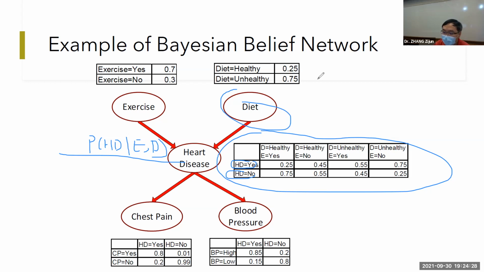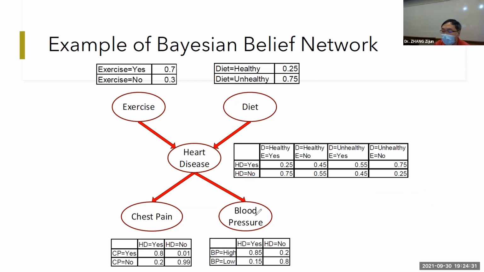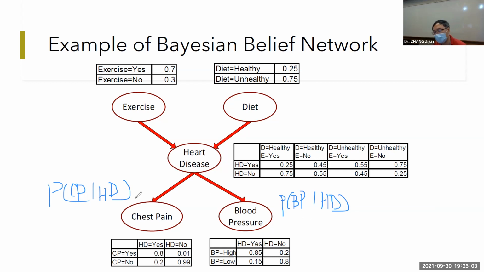Next, let's look at the chest pain and blood pressure. They are basically the same case, at the same level. They have the same parent, heart disease. That means chest pain conditioned on heart disease. But what is the relationship between chest pain and blood pressure? They're independent. They don't have any relationship. They're conditionally independent. They're at the same level, with no relationship.